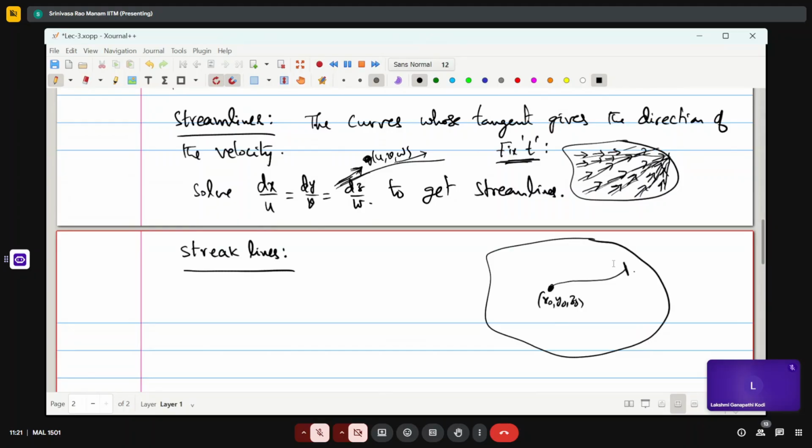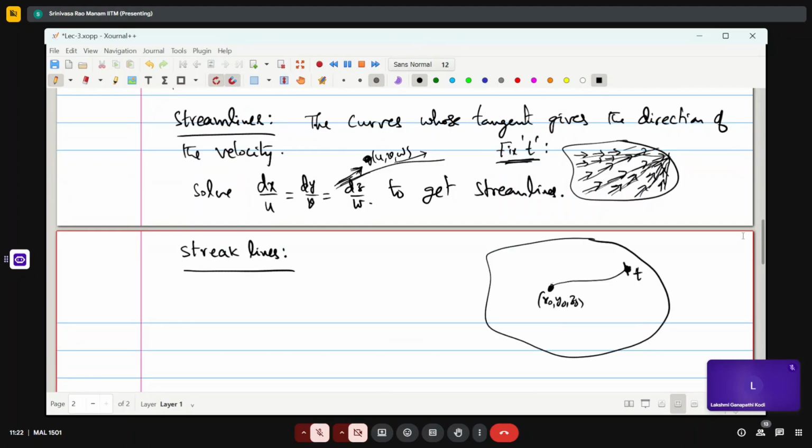At time t, this is the particle. Now you're watching at t, right? So at time t, that one particle is here. Behind it there may be other particles, also coming from the same point, x naught, y naught, z naught. Or you can take a nozzle, through which you are watching all the particles coming out of the same point.